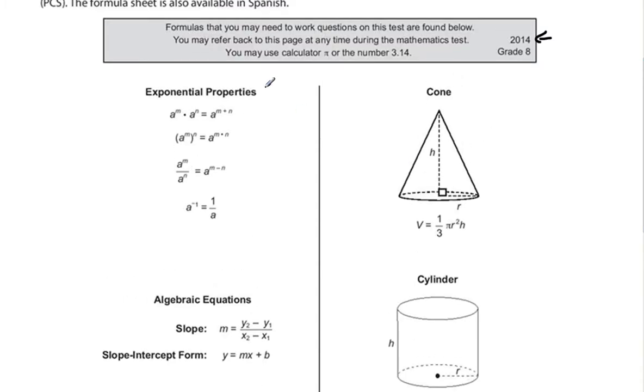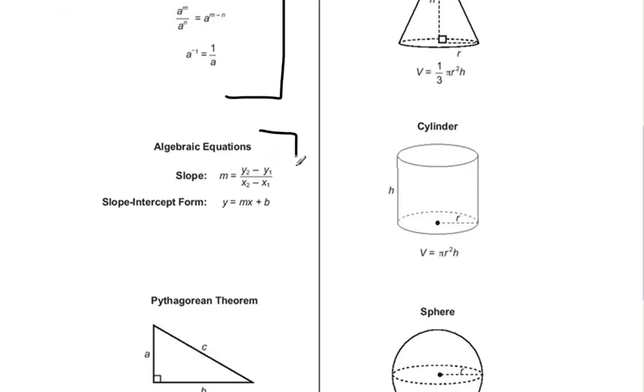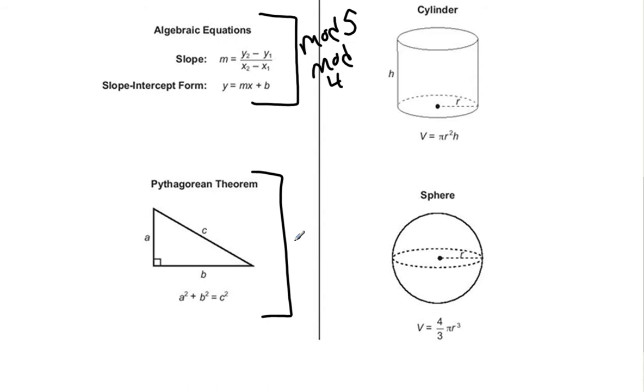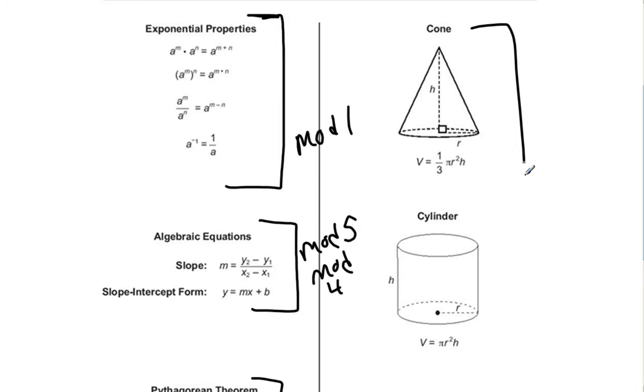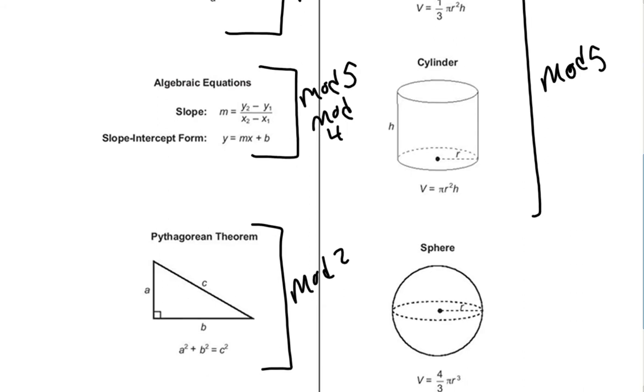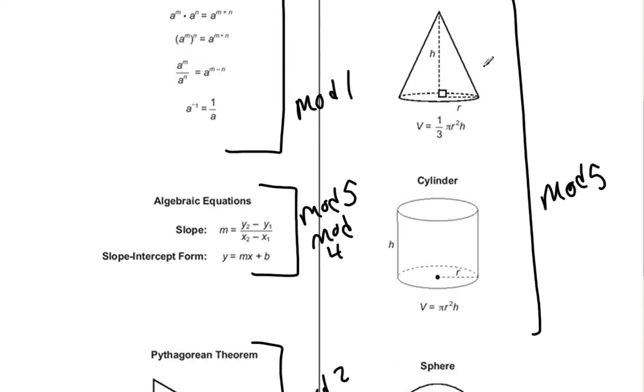So it's broken down into a couple categories. You've got your exponential properties. This was back in Module 1. We've got our algebraic equations, which we're still sort of using. This was in Module 5 and Module 4. This is Mod 1. We've got our Pythagorean theorem, which was back in Module 2. And then we have this volume stuff, which is in Module 5. Okay, so these three are the ones we're talking about today. We're talking about the cone, the cylinder, and the sphere.